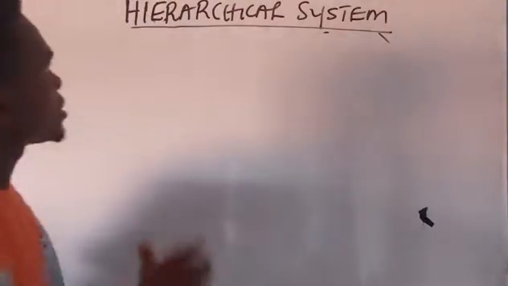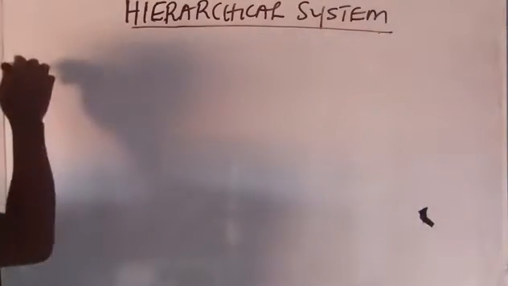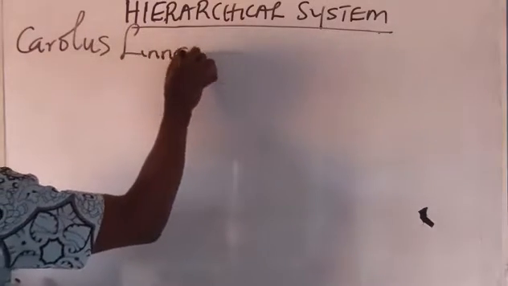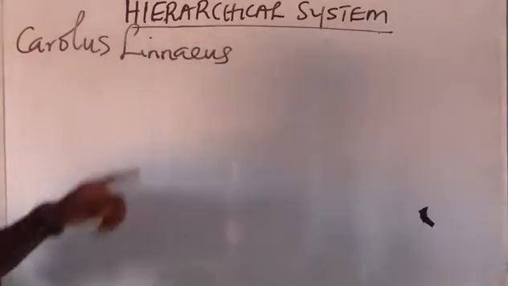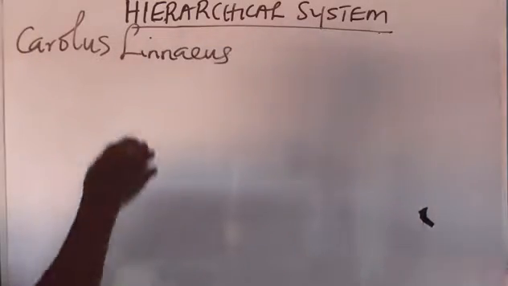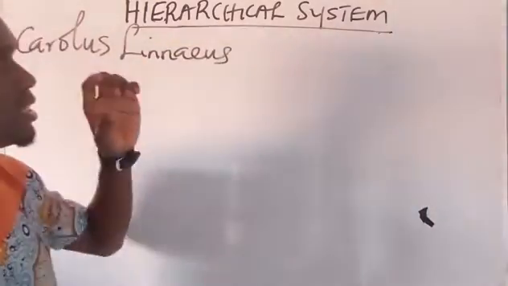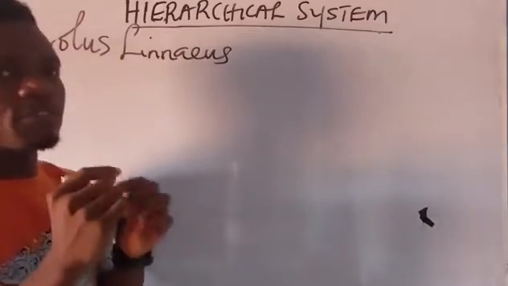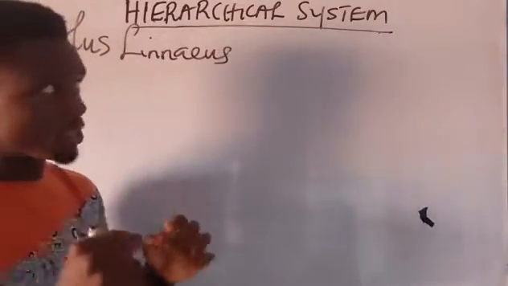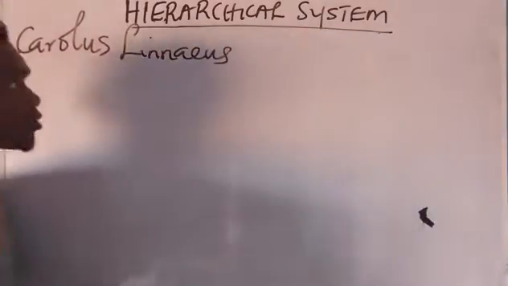In today's video, we shall be discussing the hierarchical system. This system was first brought forward by Carolus Linnaeus. Carolus Linnaeus is the father of the binomial system of nomenclature. The hierarchical system is a systematic, scientific way in which organisms are classified. It is that branch of science that deals with the classification of living things. Now, there is what is called taxonomy.